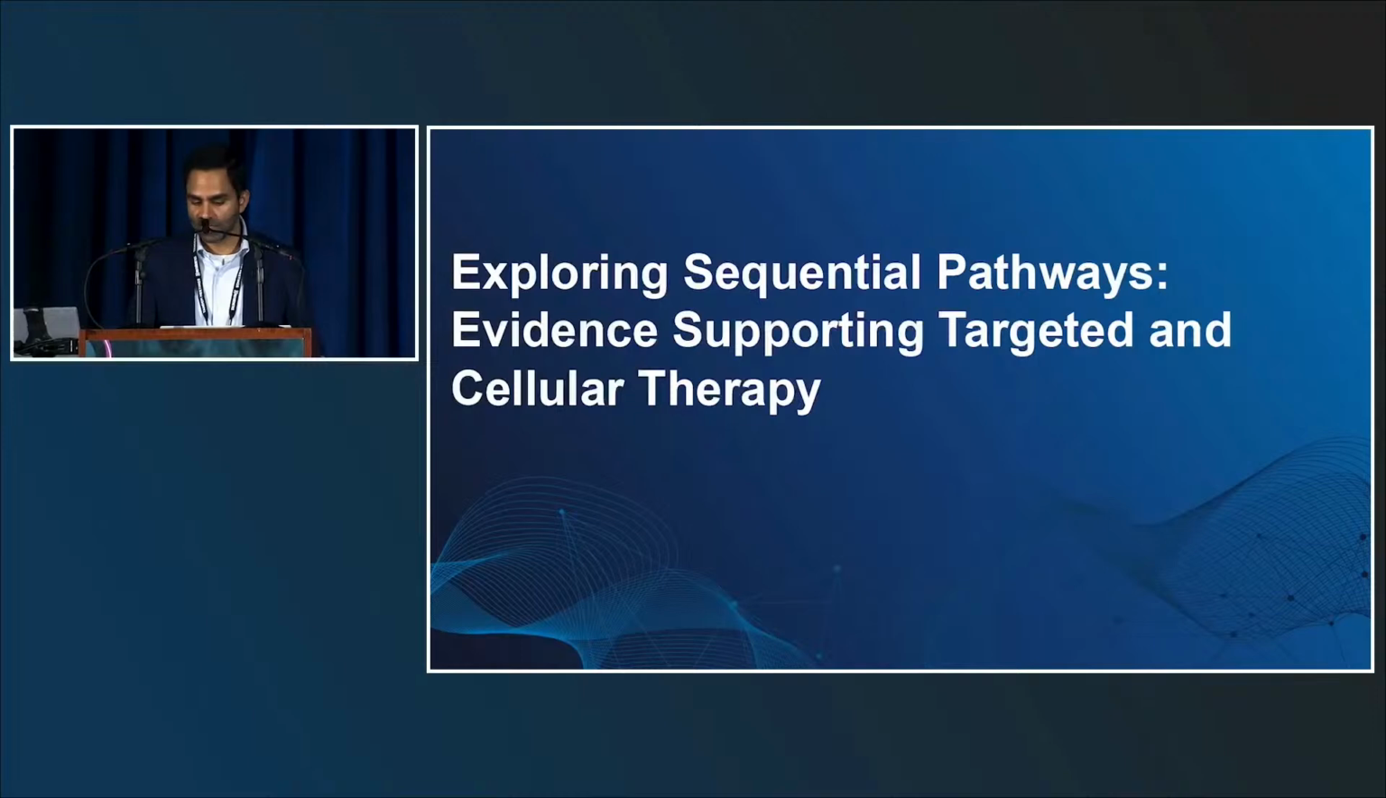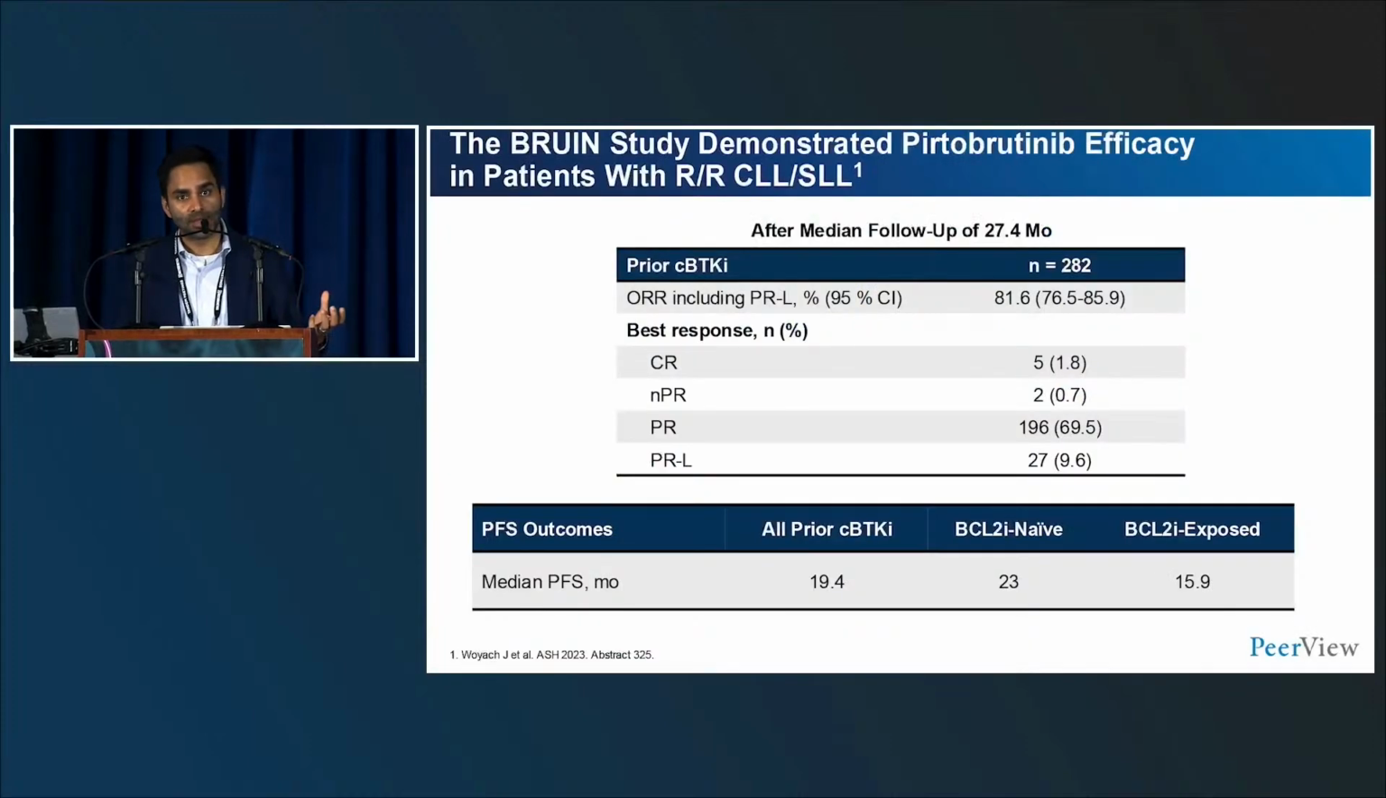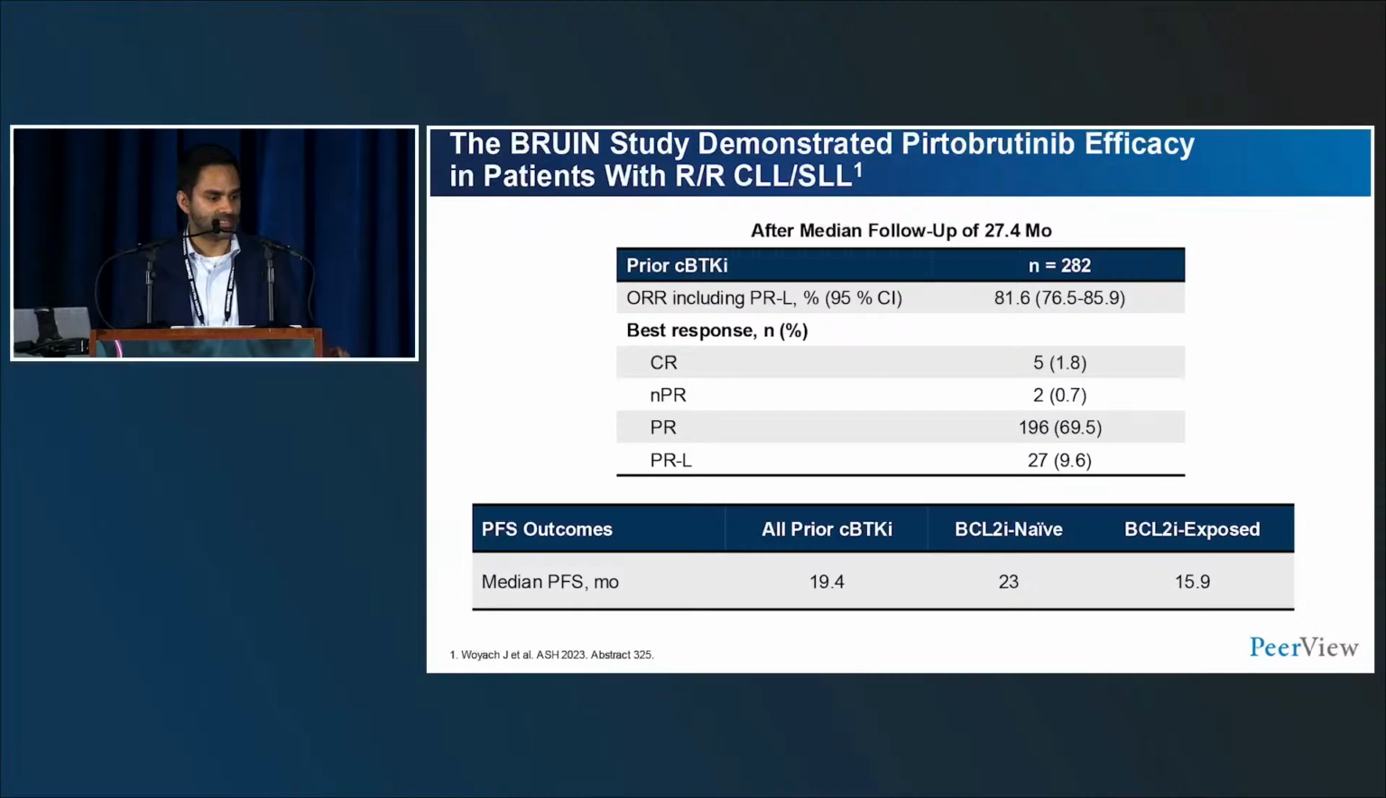All right, so in the last few minutes here for the CLL portion, I'm just going to review some of the other options we have here. So while we are thinking about the implications of a doublet in the front line, we also are very blessed to have options today for patients that are exposed to both classes of therapies. And the first one we'll talk about is the non-covalent BTK inhibitor pirtobrutinib.